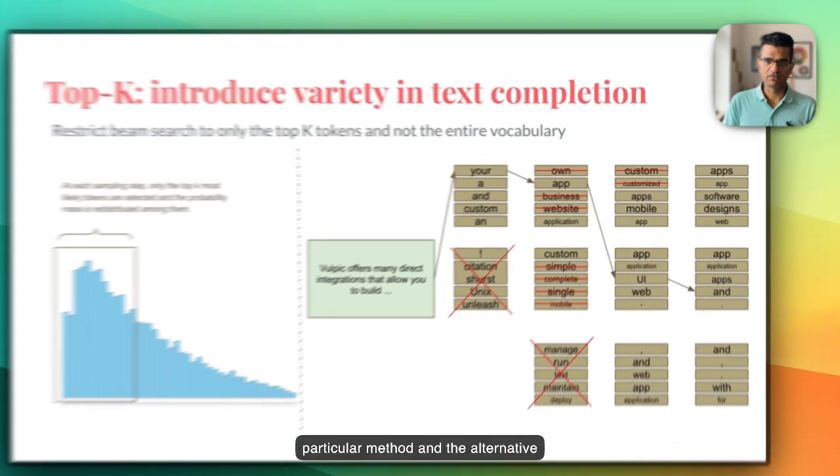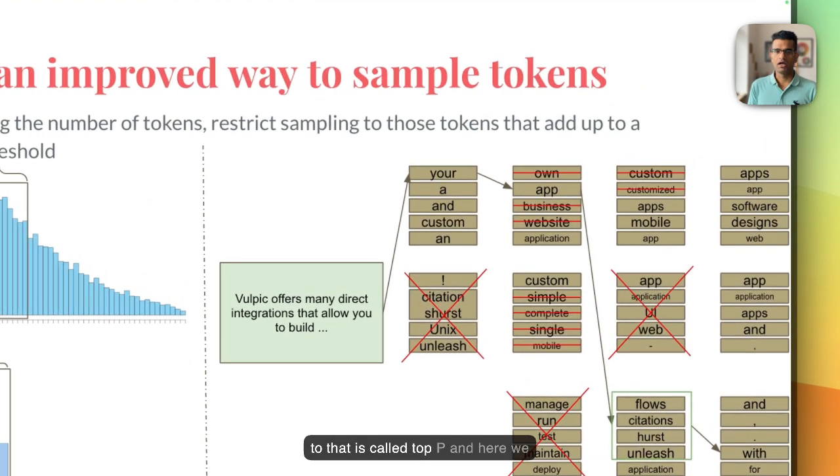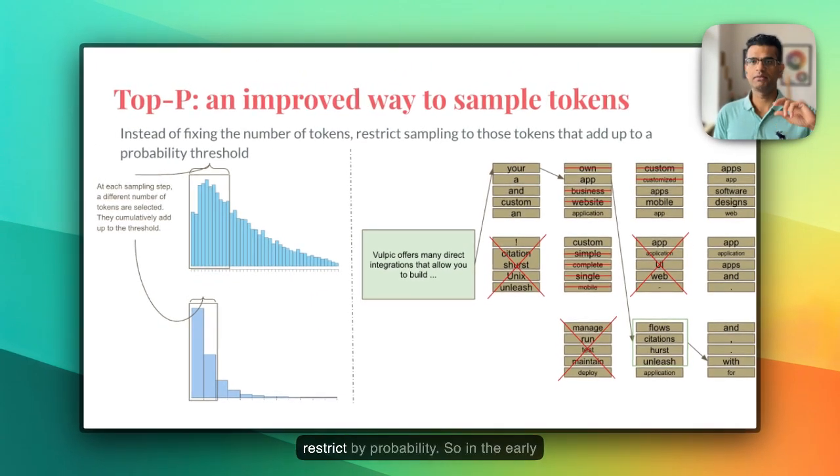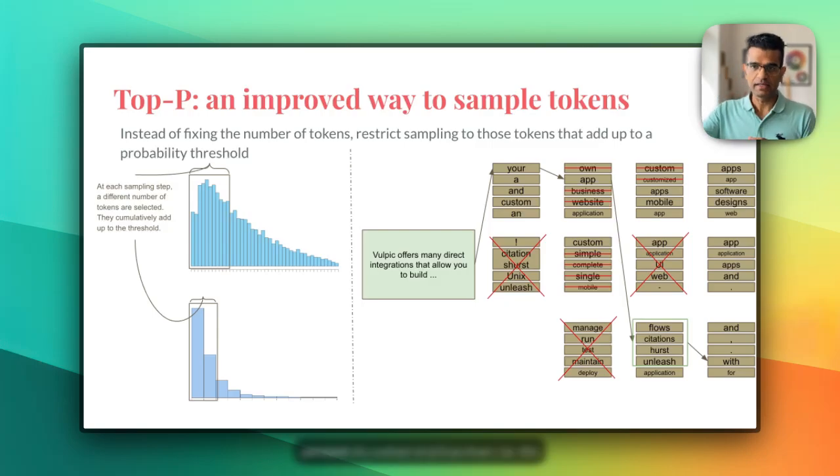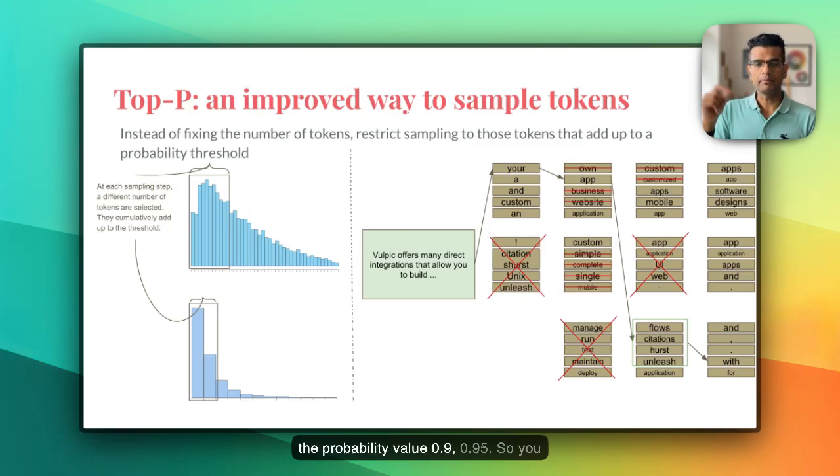And the alternative to that is called top P. And here we don't restrict by number, but we restrict by probability. So in the earlier case, we said, hey, I'm only interested in the top 20 tokens. But instead, what you say over here is, I'm interested only in the set of tokens that cumulatively add up to a certain probability value of 95% or 90% or something like that. So the top P value is always specified with a probability value like 0.9, 0.95.